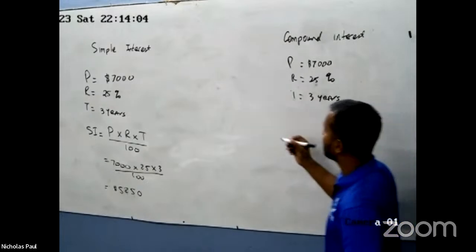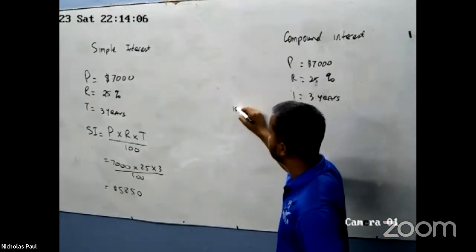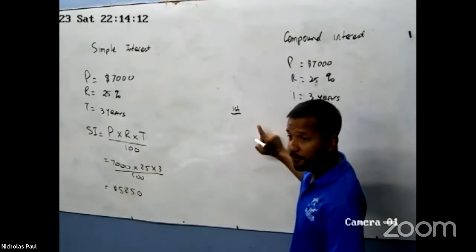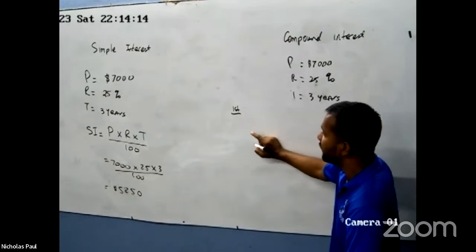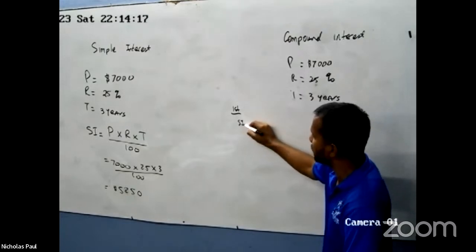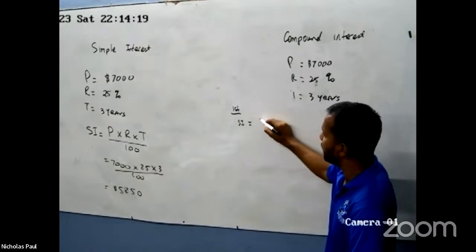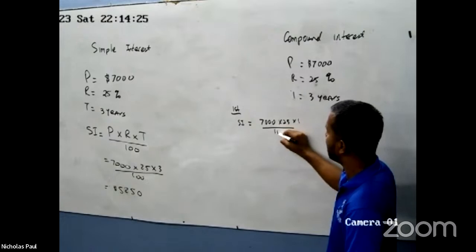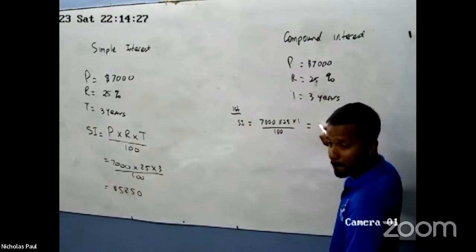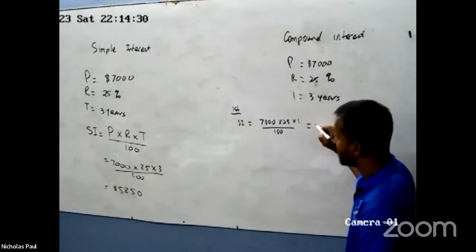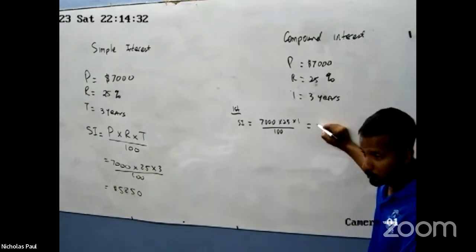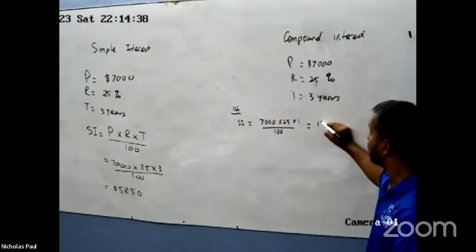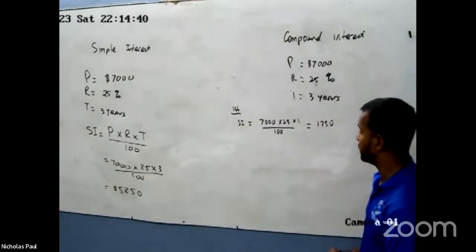Let's check out compound interest now. So this is the first year. After the first year, we're going to work out the interest, right? So the interest will be 7,000 by 25 by 1, all over 100. How much is that? 1,750. Yeah, nice.